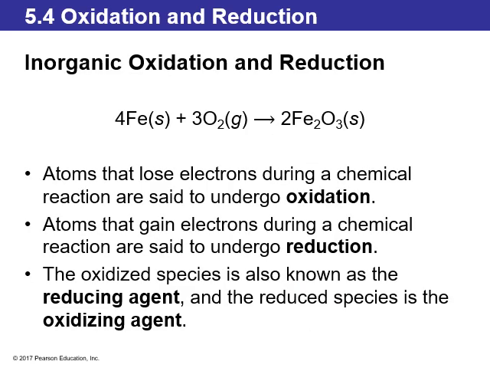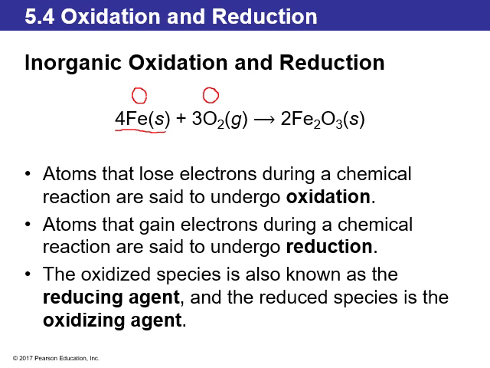Again, atoms that lose electrons during a chemical reaction are said to undergo oxidation. Up here, we've got iron. Iron in its elemental state is just solid iron. It's not bound to anybody else. If you're in your elemental state and you're a metal, your charge is 0. Oxygen gas in its elemental state also has a charge of 0. We have an equal number of protons and electrons in both of our reactants.